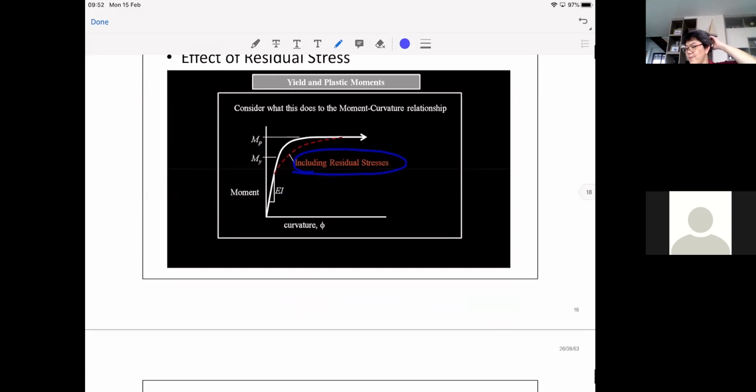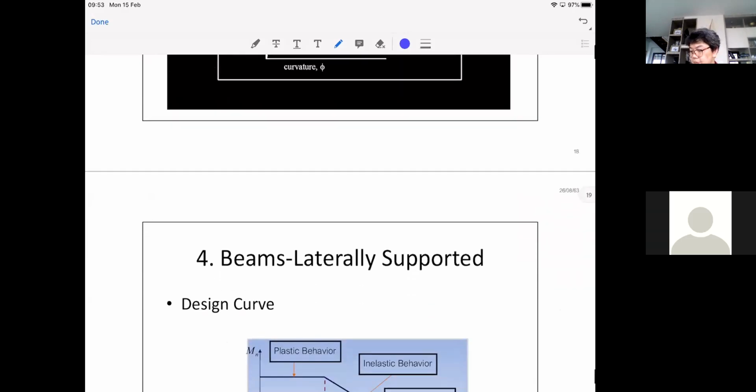Okay. So if we manage to get to MP, we can override the existence of residual stress. That means if we have the compact section, we need not worry about the residual stress. But if you are somewhere in between, say when you have non-compact section or cylinder section, the residual stress will come into your consideration. Okay.